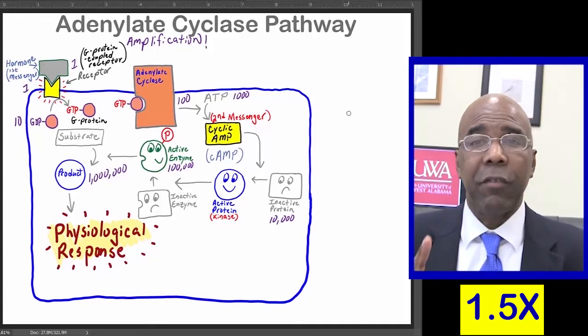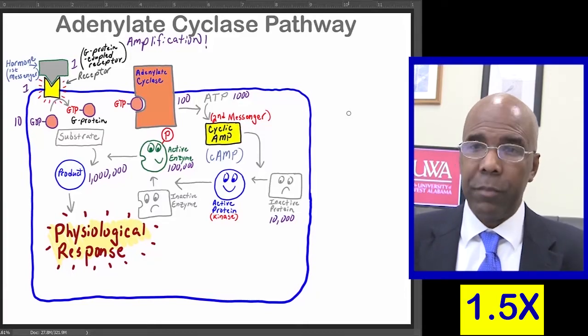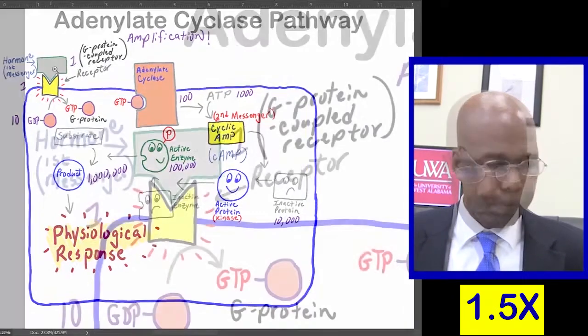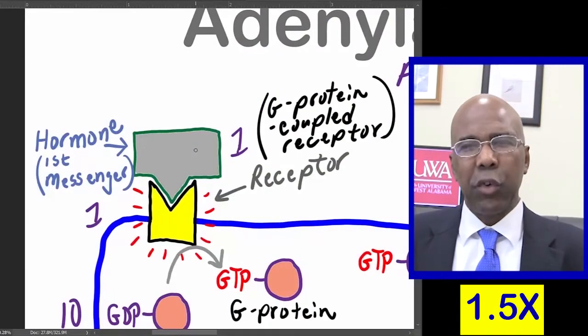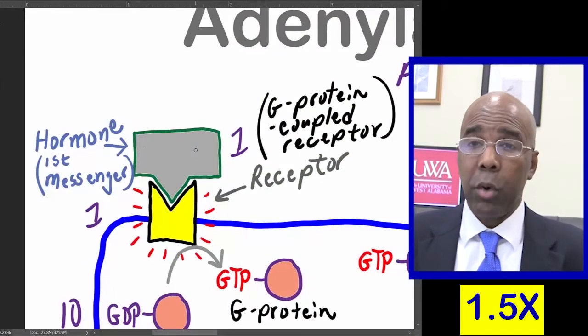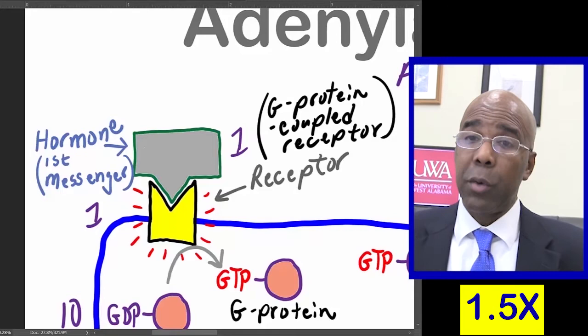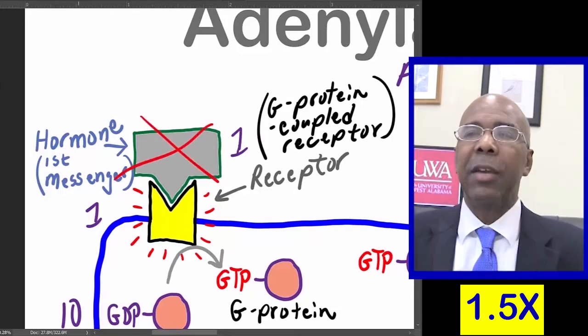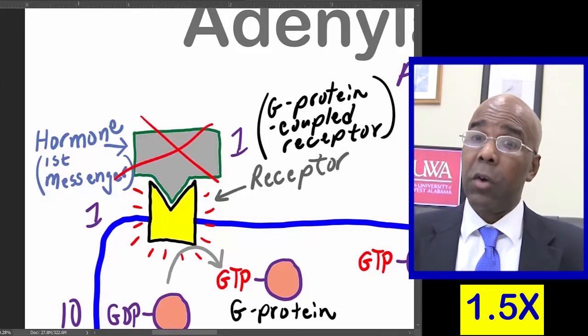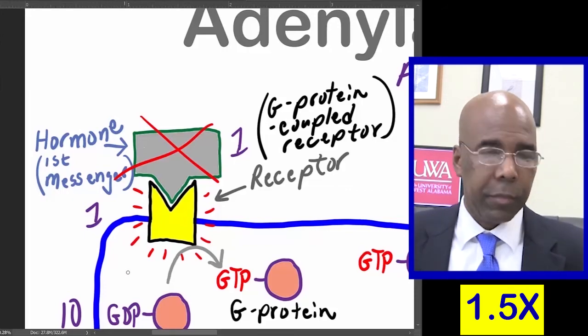So we have two messengers. We have a first messenger and a second messenger. And so we need to get rid of both of them. So the first thing you're going to do is get rid of the first messenger. As the hormone travels through the blood, the liver is going to be the primary organ for clearing the hormone from circulation. Either the liver can get rid of the first messenger, or the cell itself can engulf the hormone and then destroy it.